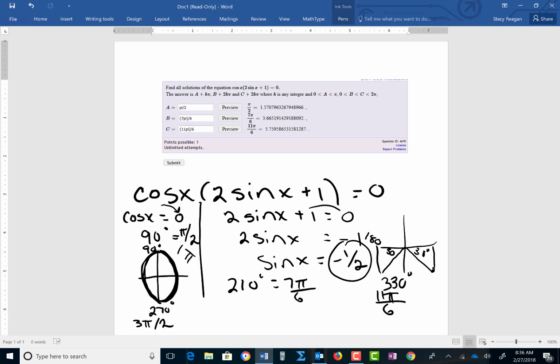So if you notice my answers up at the top, I've typed 7 pi over 6, and it says the answer is B plus 2k pi. So that's saying every time I go for 7 pi over 6 around the circle, every time I pass that point, that's an answer. So that's why A, B, and C don't have that notation, because the notation is up in the directions of the problem.